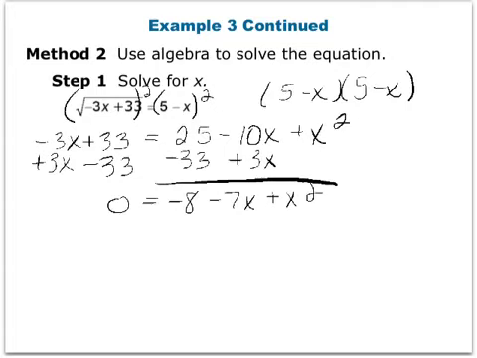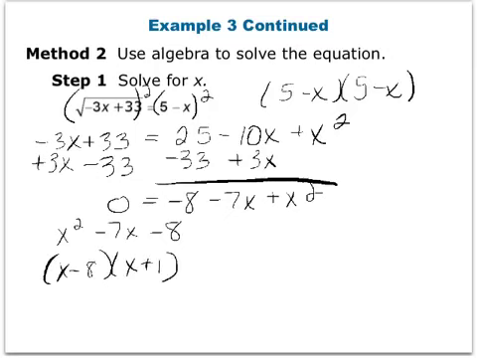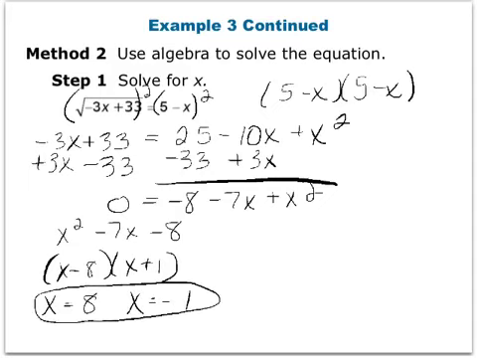That doesn't work for me, so I need to go ahead and flip it. I have x squared minus 7x minus 8. I can factor that into x minus 8, x plus 1, which gives me x equals 8, x equals negative 1. Okay?